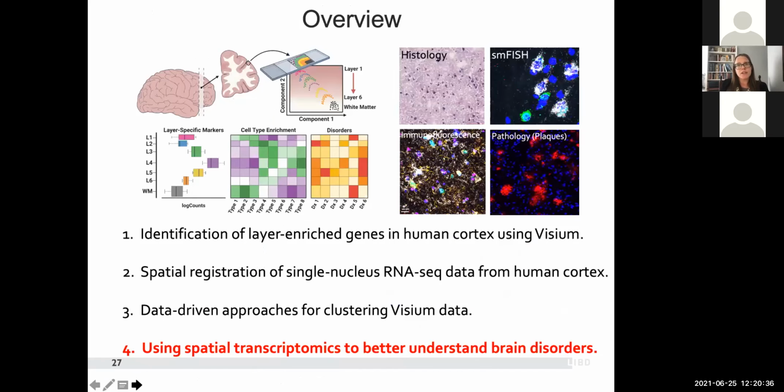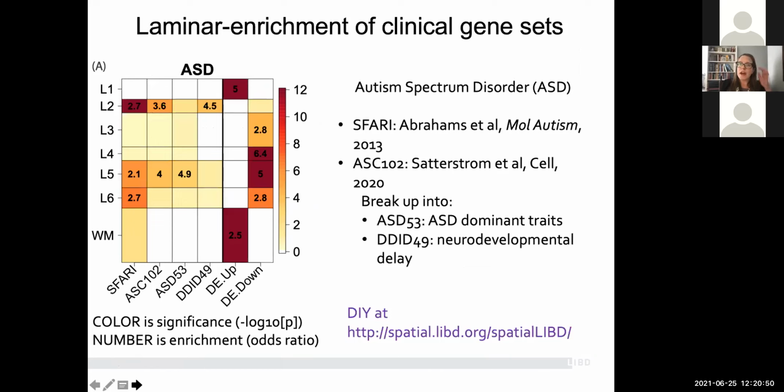So in the last part of my talk, I just want to touch base on how we are using spatial transcriptomics to better understand complex brain disorders, including psychiatric disorders, as well as neurodegenerative disease. To mention one highlight from our DLPFC study, we wanted to ask if different neurodevelopmental and neuropsychiatric gene sets were enriched in particular cortical layers. This is a heat map showing enrichment of different autism spectrum associated gene sets on the x-axis and across the cortical layers on the y-axis.